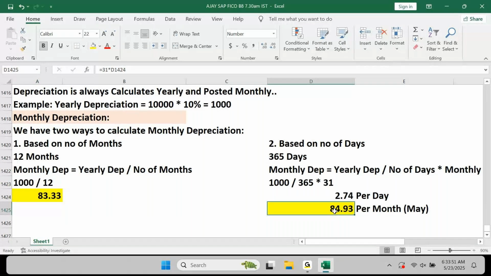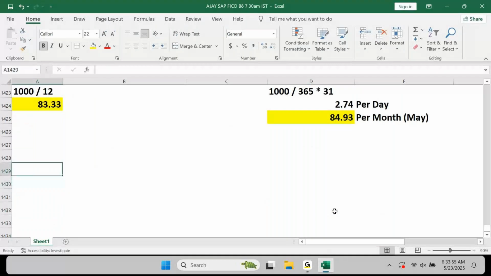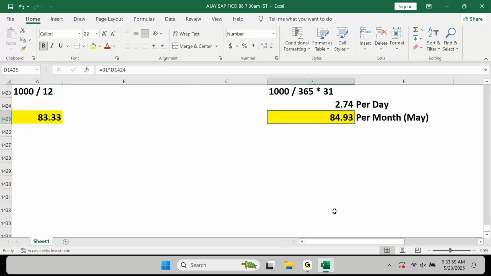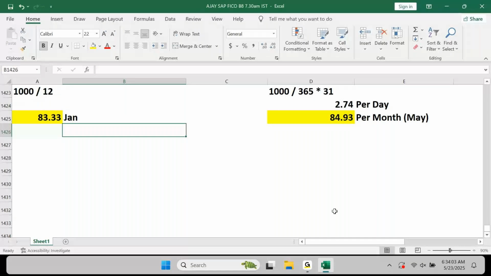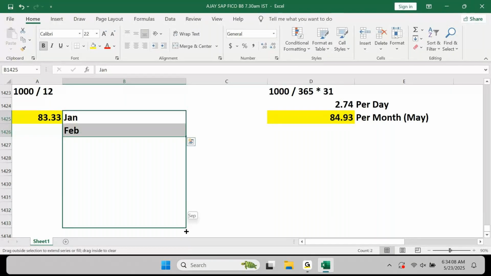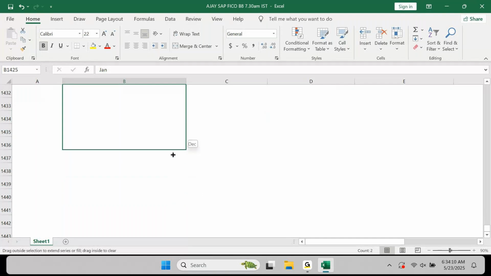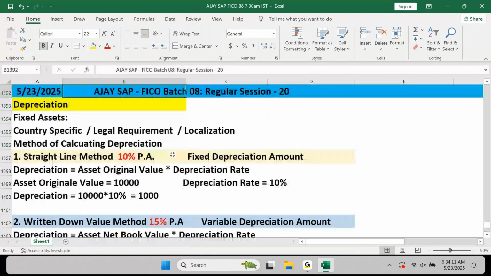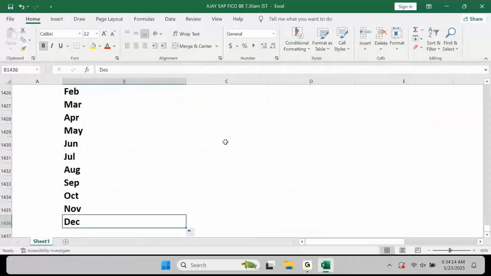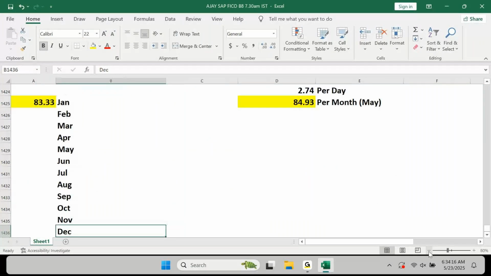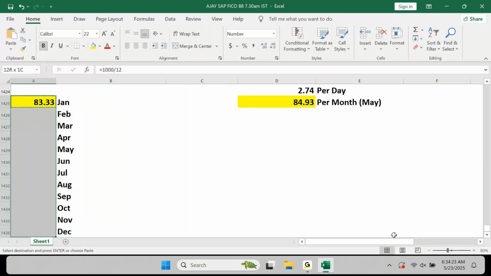Let's do it. I will put, let's say, January, February. How many do we have till December? 12. We have till December. Now, how did we calculate it? This is divided by 12. Everywhere I will put the same formula.